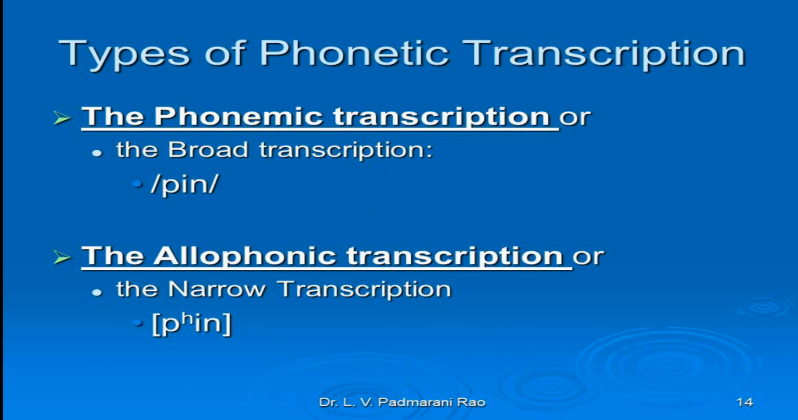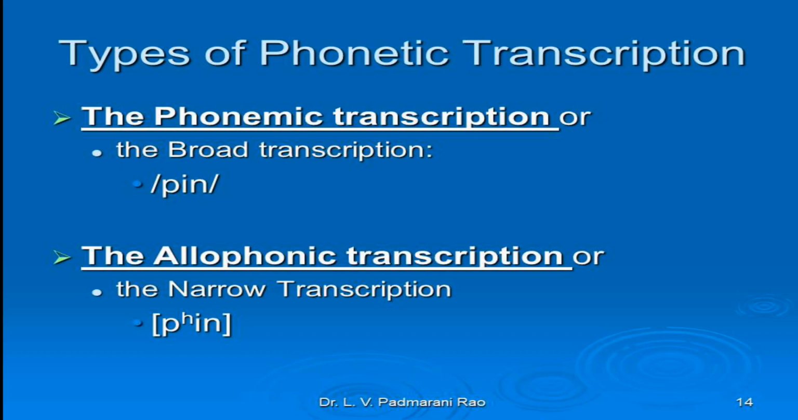There are two different types of phonetic transcription. One is called the narrow transcription. The other is called the broad transcription. The broad transcription uses the phonemes to represent the sounds, and so it is also called phonemic transcription. And phonemic transcription uses phonemes which are kept in the slant lines, as you could see in the example given there on the slide. The narrow transcription uses allophones.